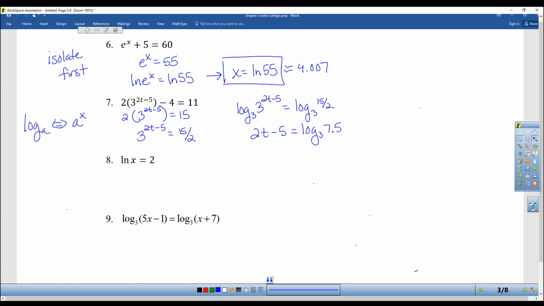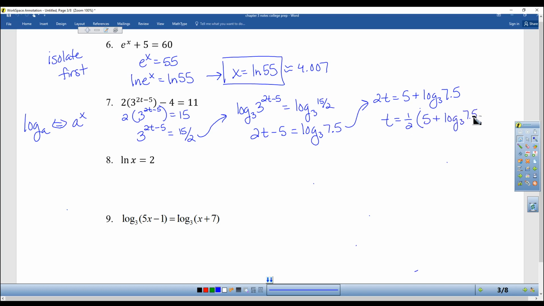And now I can add my 5 to both sides. Notice that I'm going to put it before the log, just so that you don't accidentally add it to the 7.5, which would be pretty easy. So putting it on the back side might cause you to write 12.5, which would be incorrect. And then finally, t is equal to, you can either write 1/2. You can multiply both sides by 1/2 to get it.